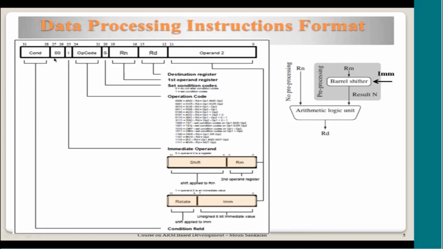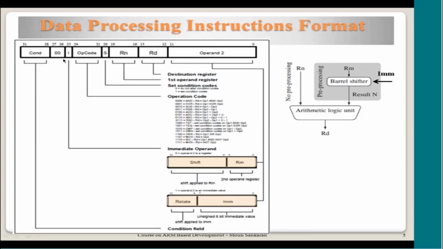Now what is this 00? It implies that this is a data processing instruction, and once it is a data processing instruction, the rest of the bits are interpreted in a different way. This is not the standard format. Maybe the Rn and other register locations are fixed, but other bits will be modified based on the particular instruction being considered, yet it will be unambiguous from one instruction to the other.